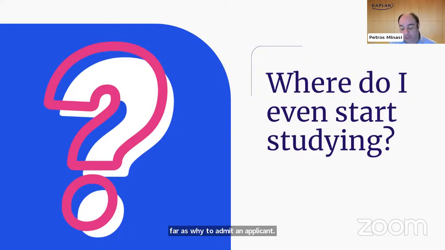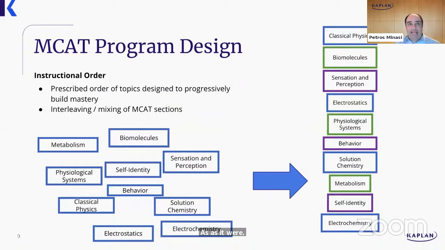Which leads us to the big question of where do you even start to study? And the reality is that there are a lot of topics on the MCAT.